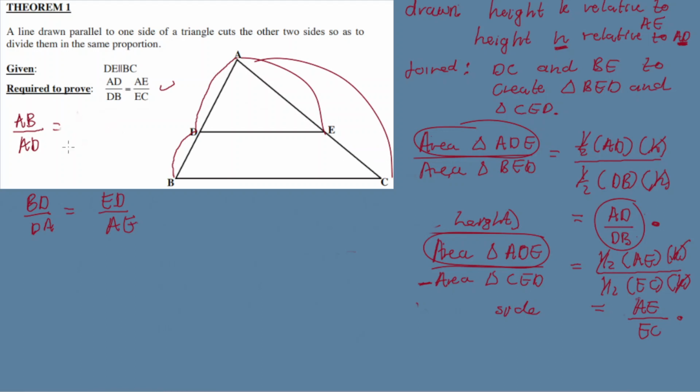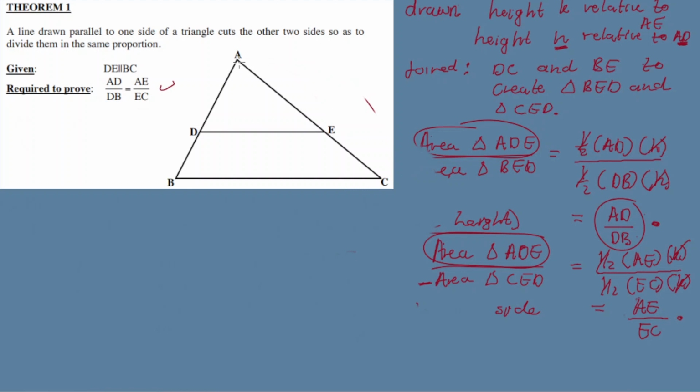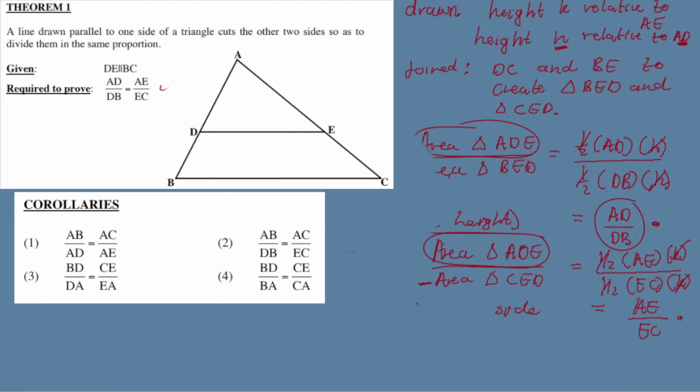So basically in the corollaries, if you take this length, we divide by this length. Here, you take this length, we divide it by this length. If you take this length, you divide by this length. So that is the summary of all the corollaries for theorem 1. It will depend on what you are given.